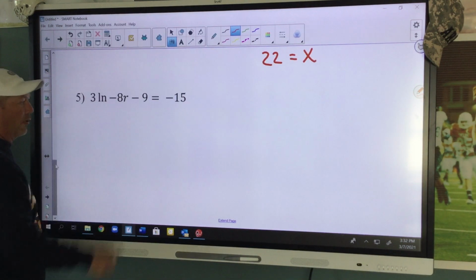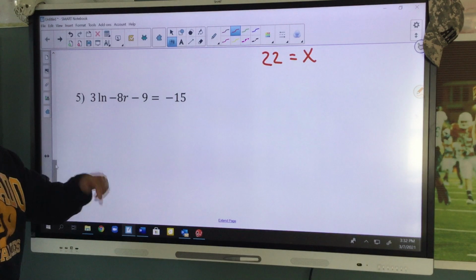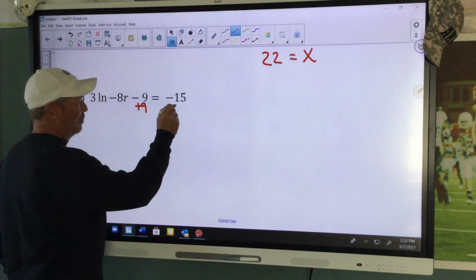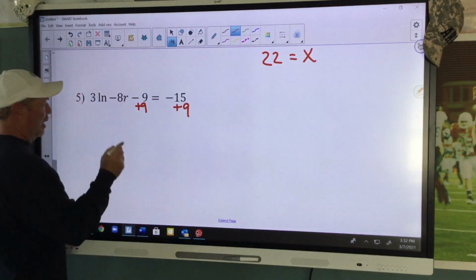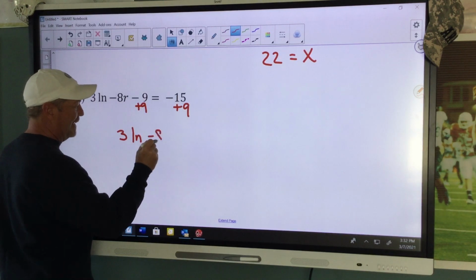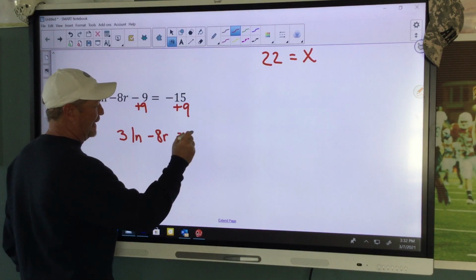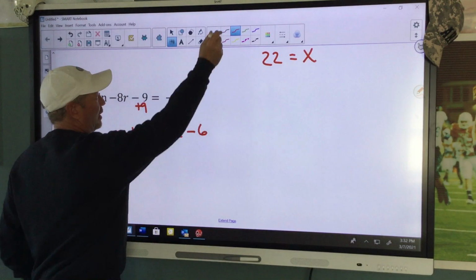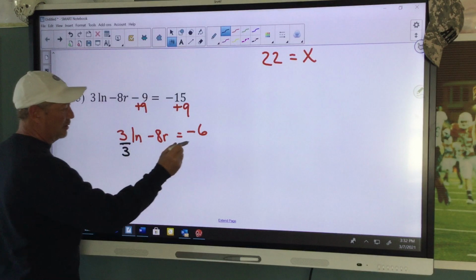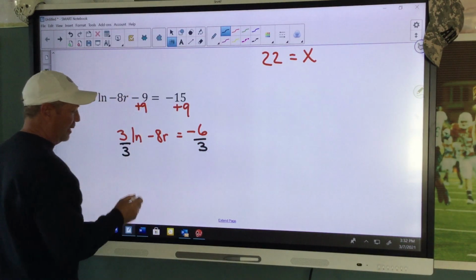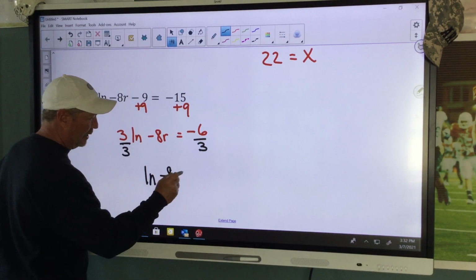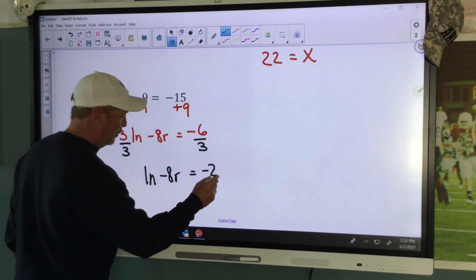Here, we're going to try to solve for r. We need to move things to the other side of the equation. We would ask you to go plus 9. I'm going to have 3ln minus 8r equals a negative 6. Next step, I would ask you to divide by 3. That will be ln of negative 8r equals negative 2.